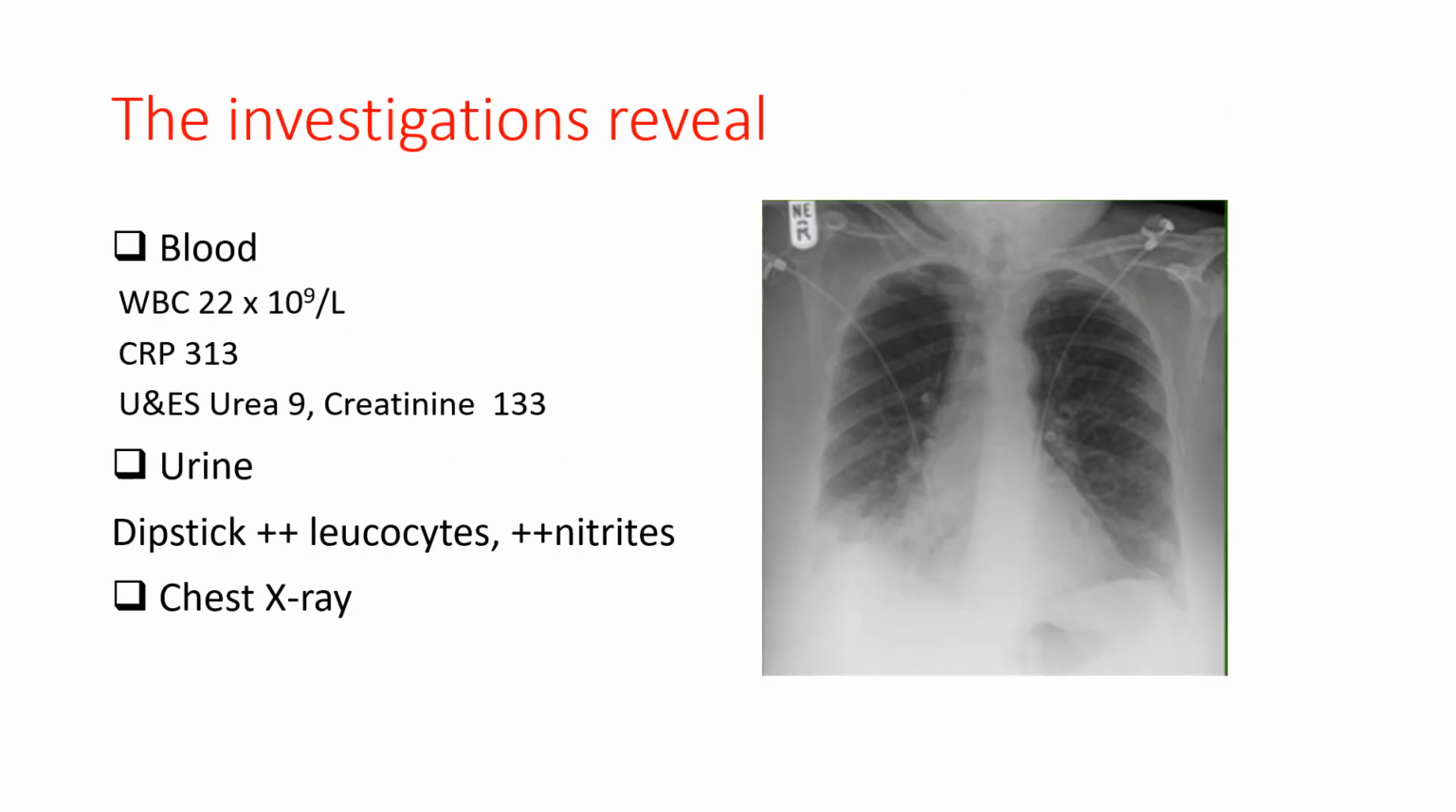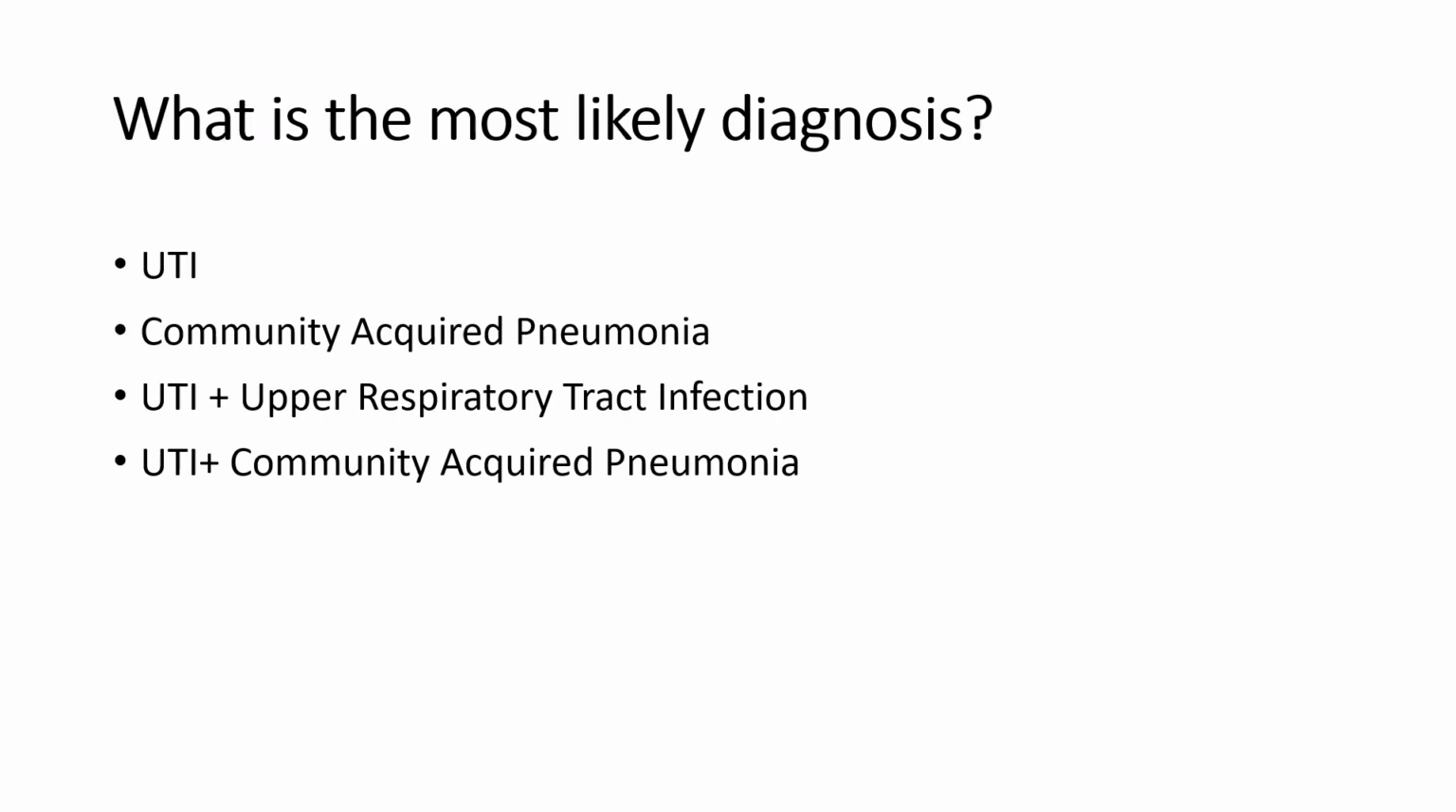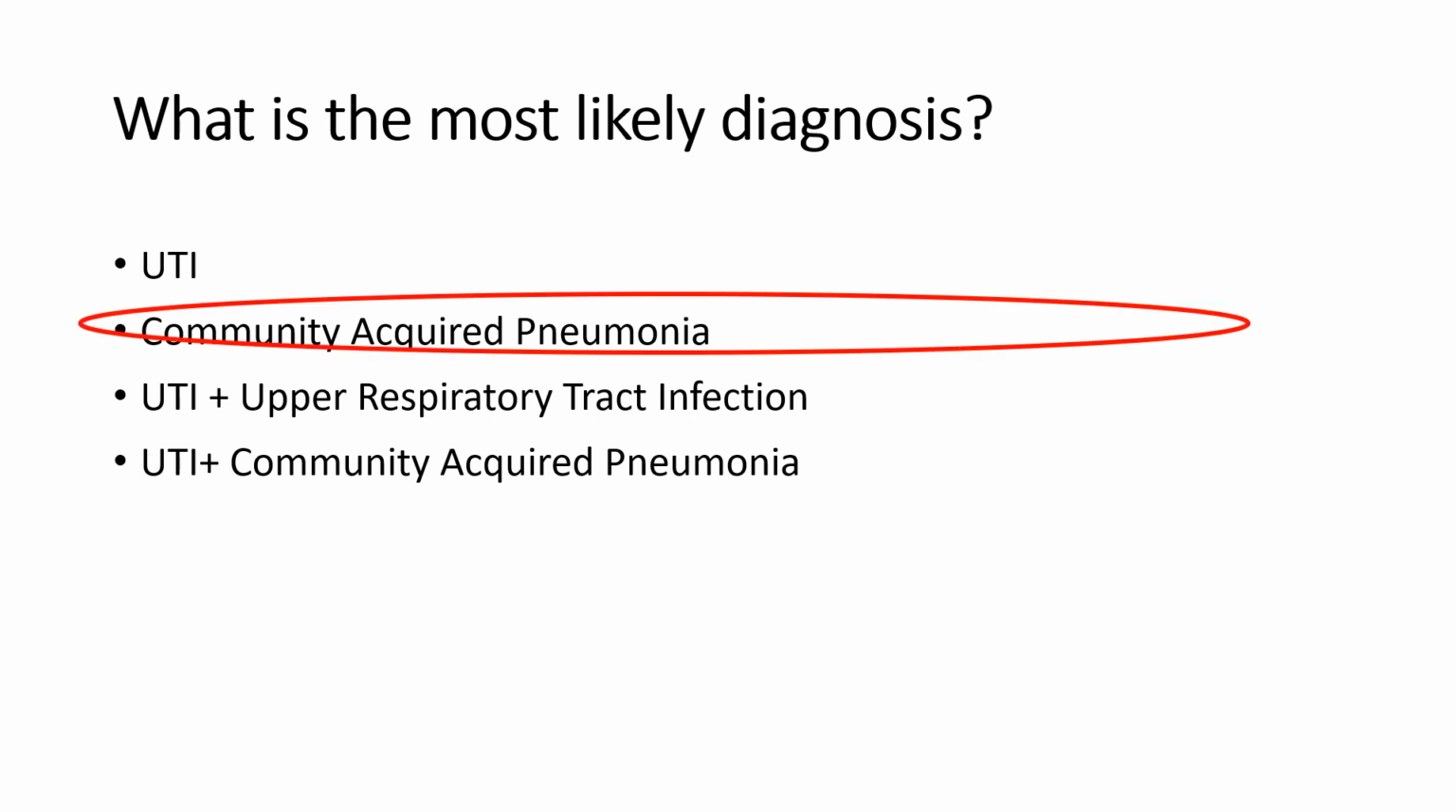On chest X-ray, it has revealed signs of consolidation. WBC level was high, urea and electrolytes were high, CRP was high, urine dipstick was positive for leukocytes, and chest X-ray showed signs of consolidation. Then what is the diagnosis? Take a few seconds. The answer is community acquired pneumonia.